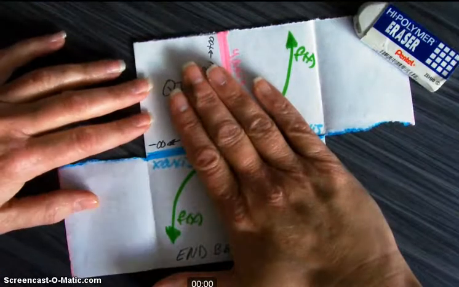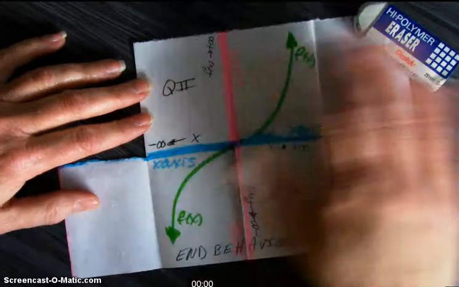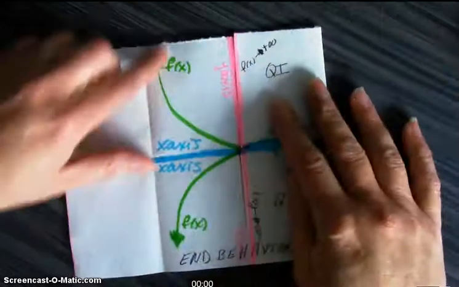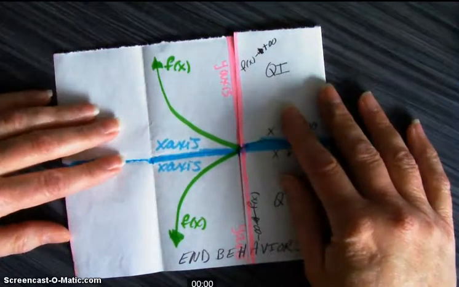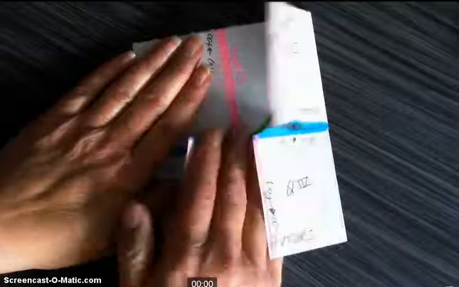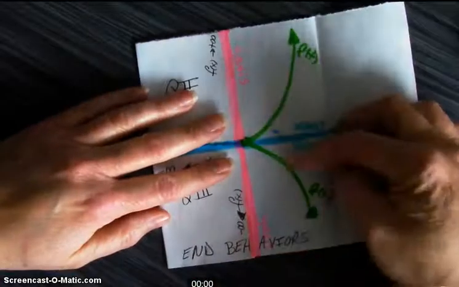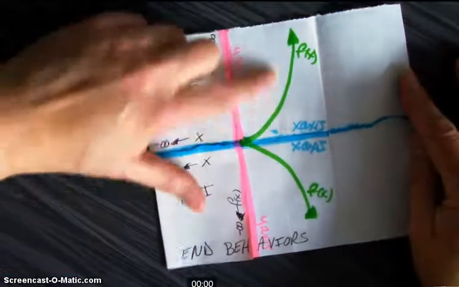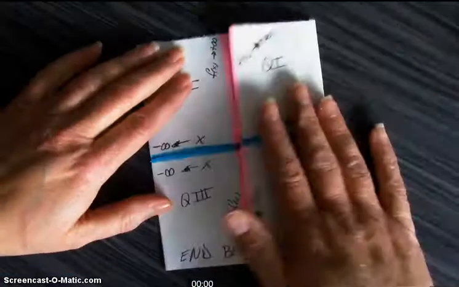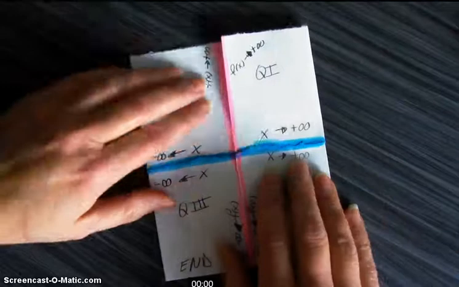And if it's a function, these two doors will never open at the same time because that's not a function. The green lines are not passing the vertical line test. So we look at the cases.